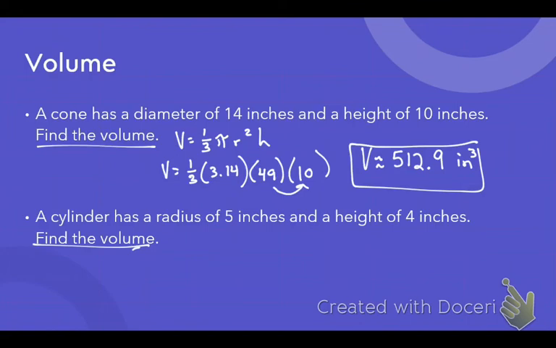What is the only difference with the cylinder? What's the only difference, guys? You don't do 1/3. Okay, don't do 1/3. Volume equals pi r squared h. So volume equals 3.14 times the radius squared, so 5 squared is 25, times my height, 4, times 25. It's 314. So volume is approximately 314.